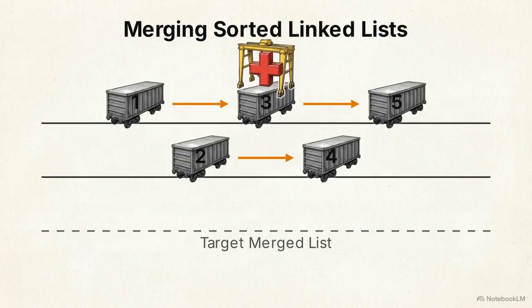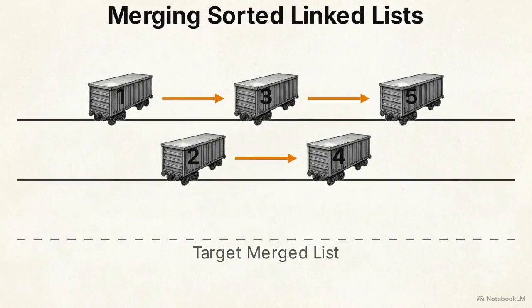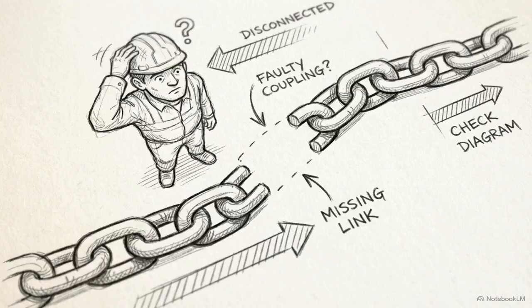Remember our rule. These cargo cars are too heavy to lift and move to a new track. We can only manipulate the coupling chains between them. The immediate problem is figuring out how to start.